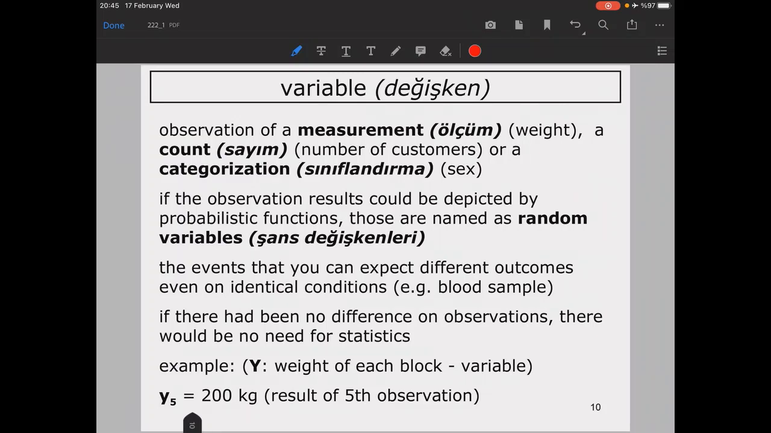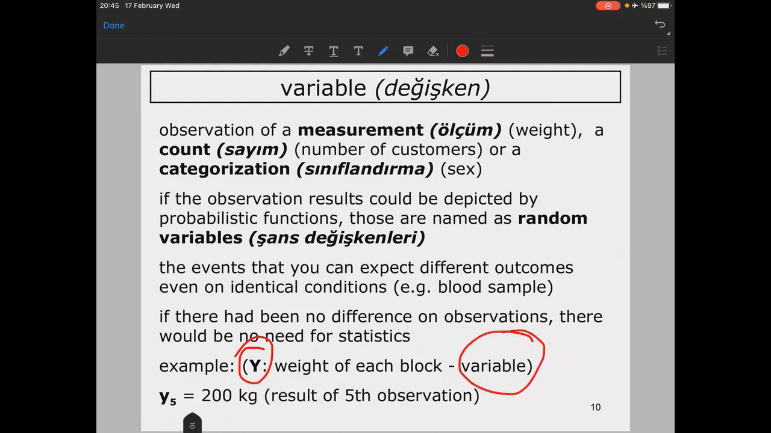For example, a capital Y can be used for representing the weight of a block, for example, each block. So it becomes a variable now. And in the bottom it states that, for example, this is your fifth measurement, which is 200 kilograms. It is the result of your fifth observation on a population, for example, on a set of data. And the fourth one, for example, 201 kilograms. And let's say the sixth one can be 205 kilograms. It can happen anyway.